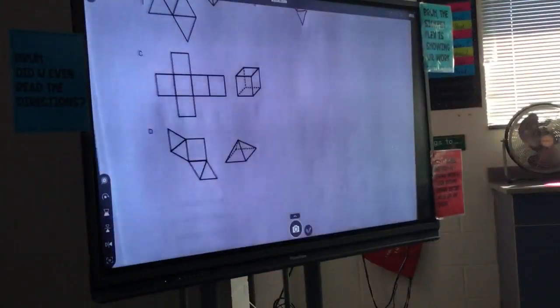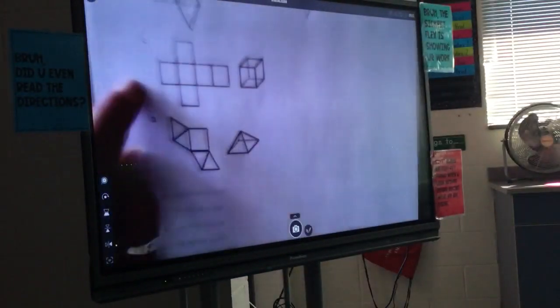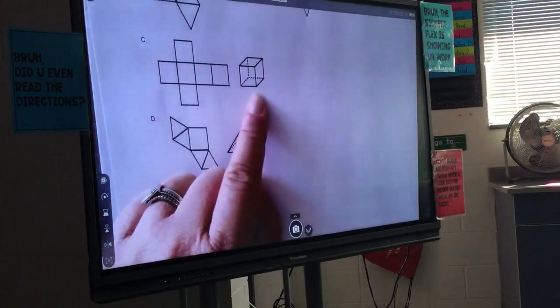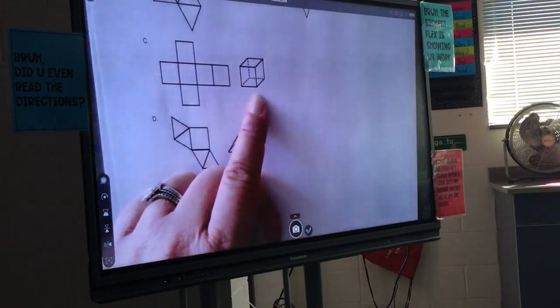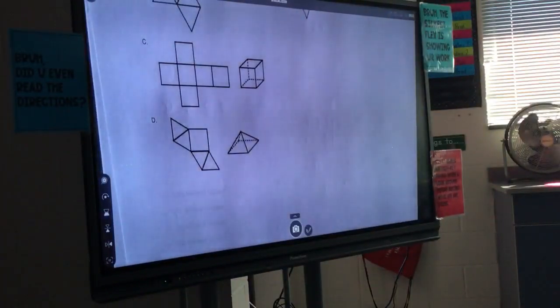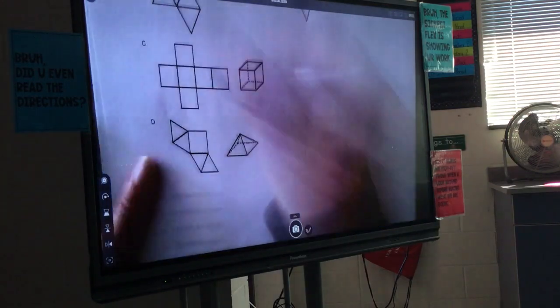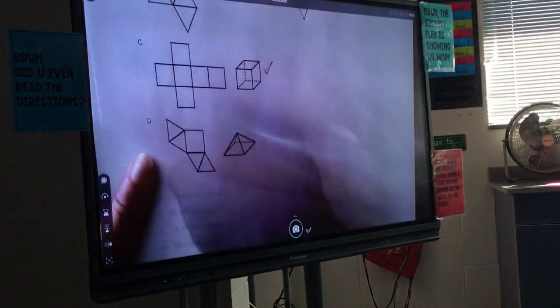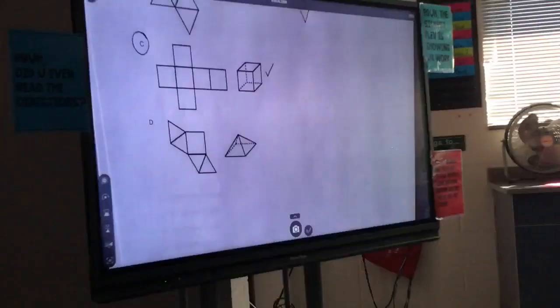All right, the next one. C. What is this shape? Raise your hand. What is this shape? It's a cube. What do we know about a cube? All the sides are the same. What are all the shapes of the sides? Squares. And how many squares do we have in a cube? Six. We have six. So this one and this one are good to go. So that is a correct answer.